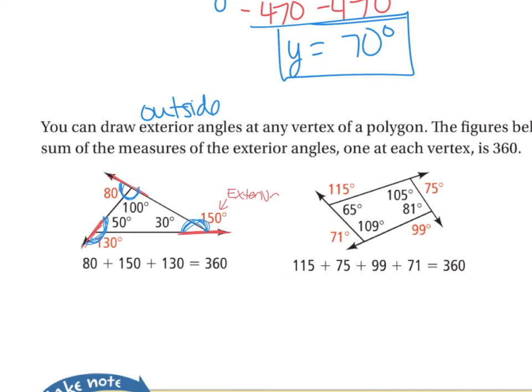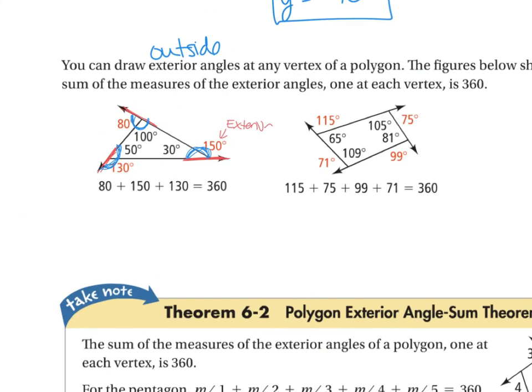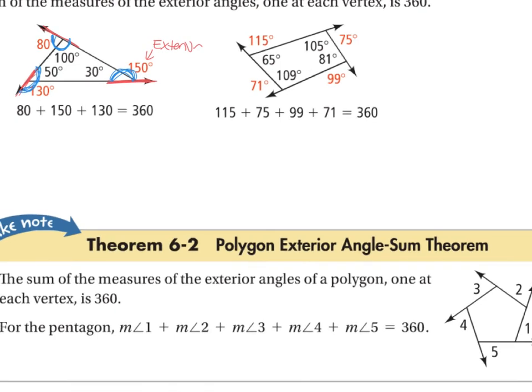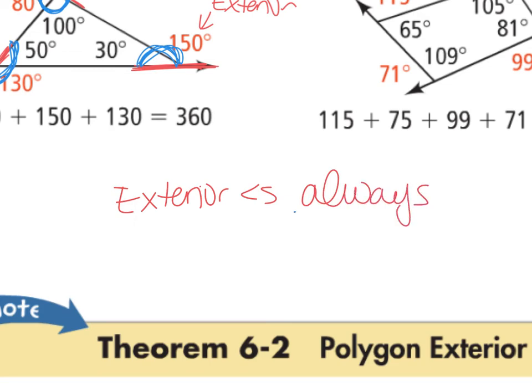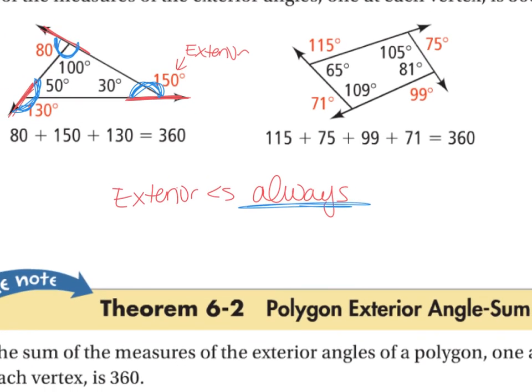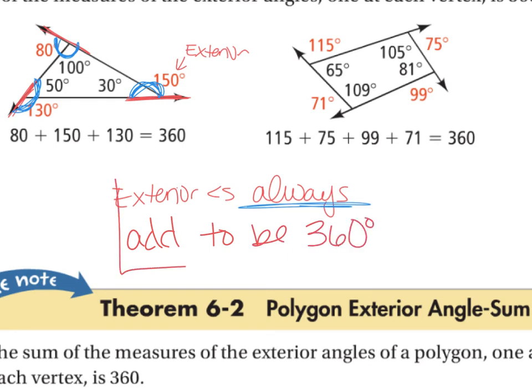Okay, so what's really cool about this is that there's this theorem, but let's just write it out. The exterior angles always, this is where it's nice, always add to be 360 degrees. So exterior angles always add up to be 360 degrees.